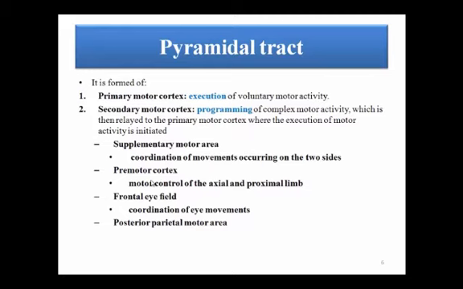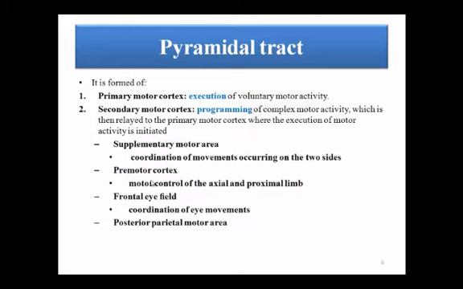The pyramidal tract is formed of the primary motor cortex and secondary motor cortex. Primary motor cortex is responsible for execution of the voluntary motor activity, while secondary is responsible for programming and planning of complex motor activity, which is then relayed to the primary motor cortex, where the execution of motor activity is initiated. That means the planning and the programming of the complex motor activity is done in the secondary motor cortex. Then it will go to the primary motor cortex to be initiated.